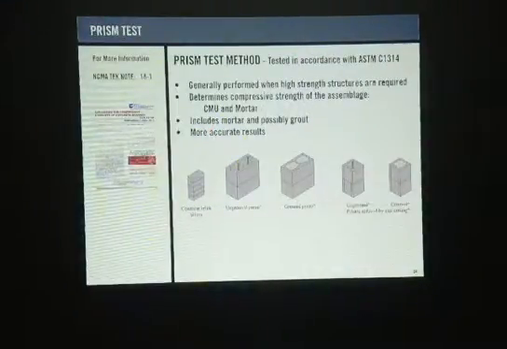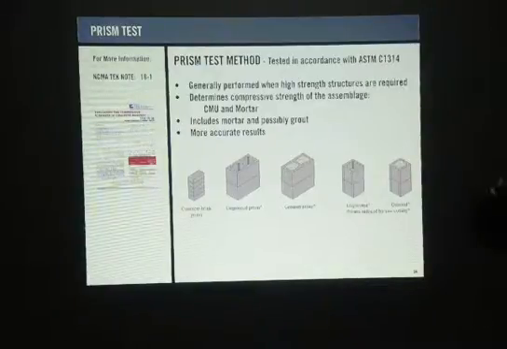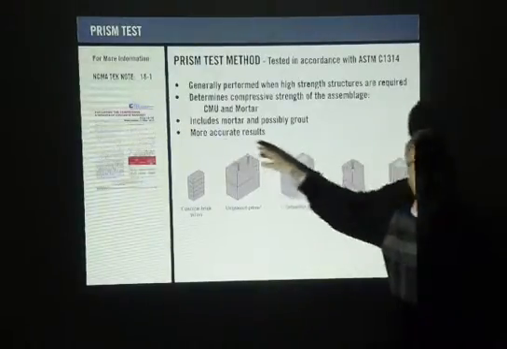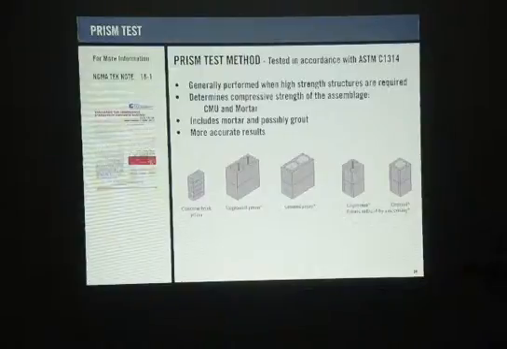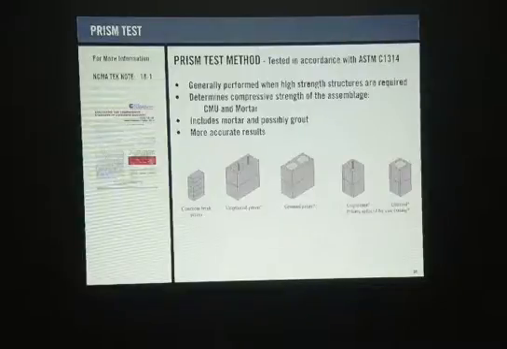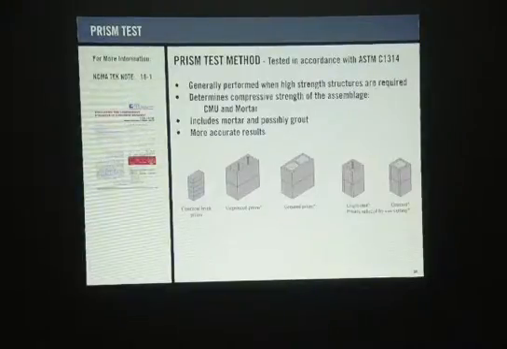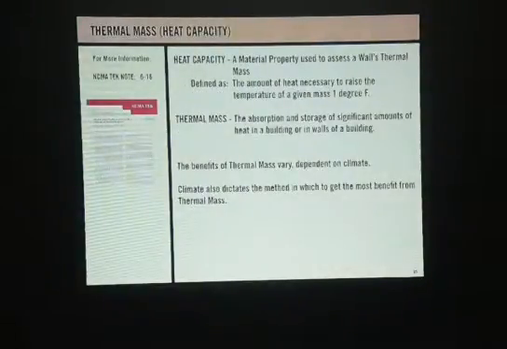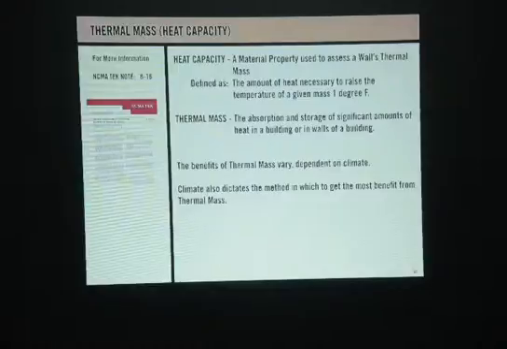Now, the prism test, okay, can produce more accurate results. It's something where it's generally performed when high-strength structures are required. Institutions, bless you, Sam. Hospitals, schools, okay? Higher demand needs. That's where the prism test is done. And it's independent also. Now, here's where thermal mass comes in. This is a real important point in tonight's presentation.